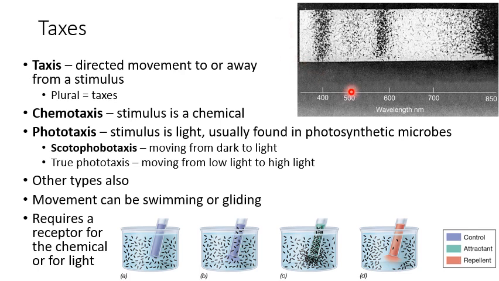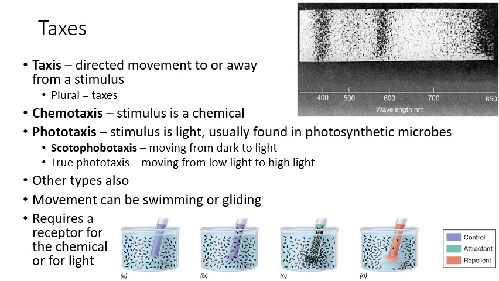So in this case, these bacteria are concentrated here. They've undergone phototaxis, and they're concentrated here at 400 nanometers, at 600 nanometers, and around 850 nanometers. So they have migrated actually to wherever there's the most light that is useful for them for photosynthesis.